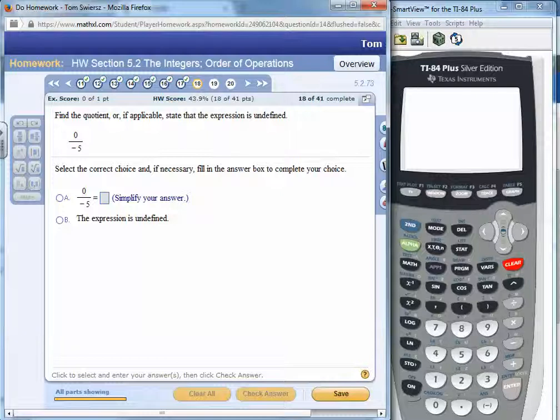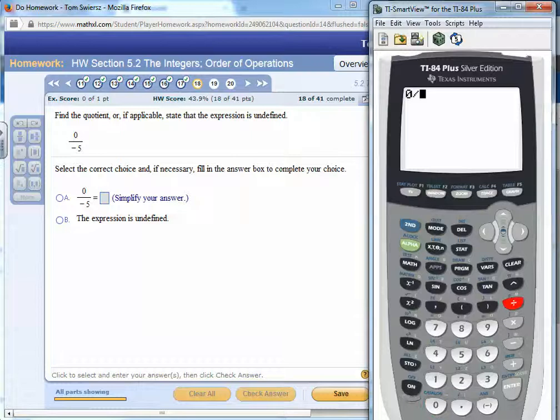Zero divided by negative 5. Whenever you have 0 in the numerator, as long as you don't have 0 in the denominator, the answer is 0. 0 divided by any number, whether it's positive or negative, is 0. Again, you can do it on your calculator. 0 divided by a negative 5, and you'll get 0.